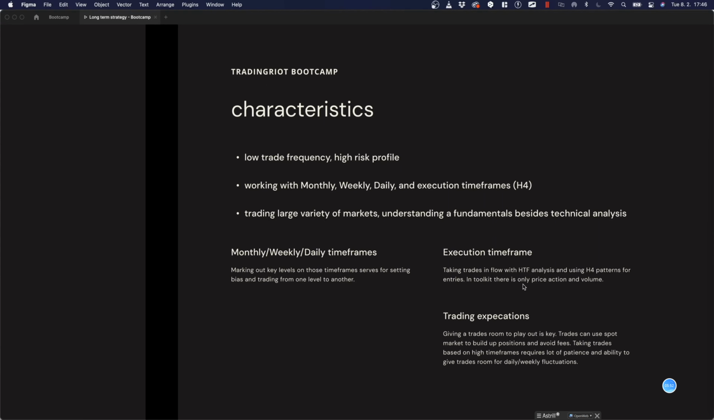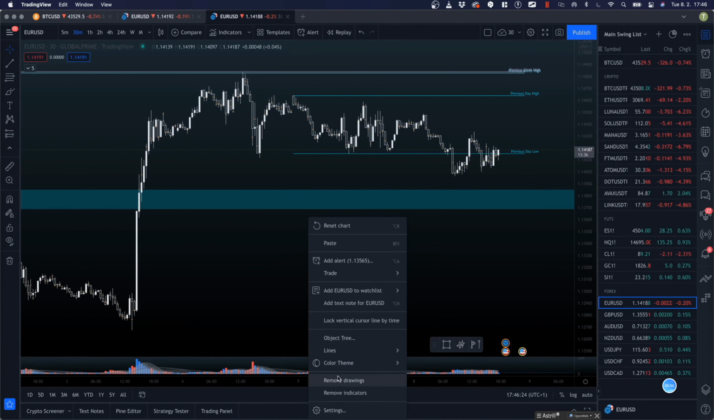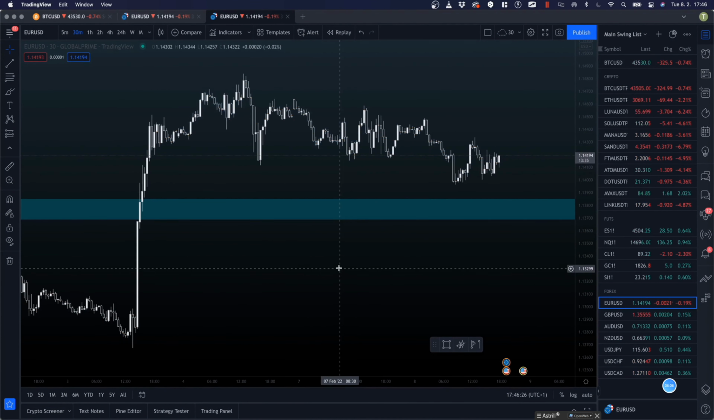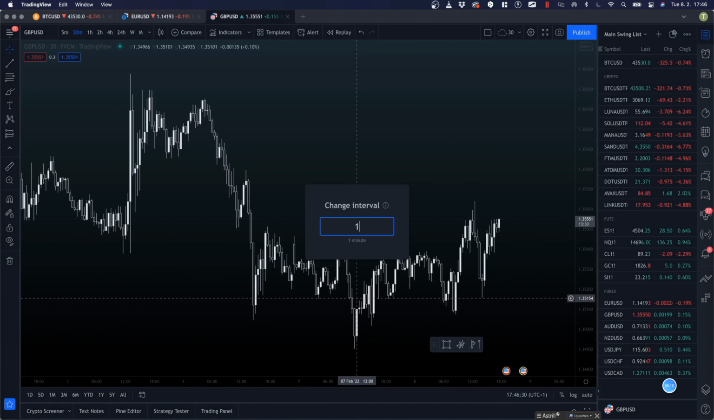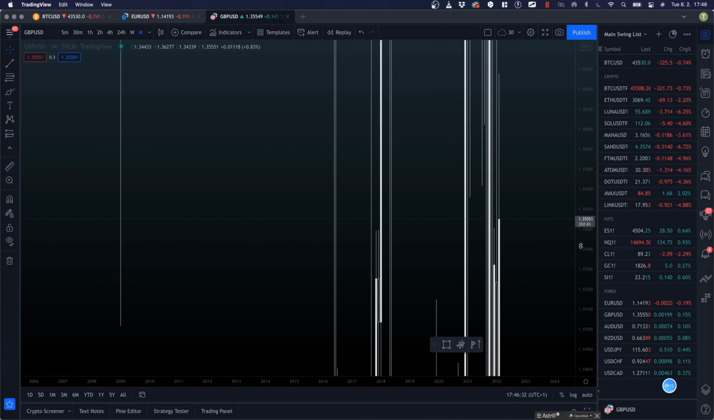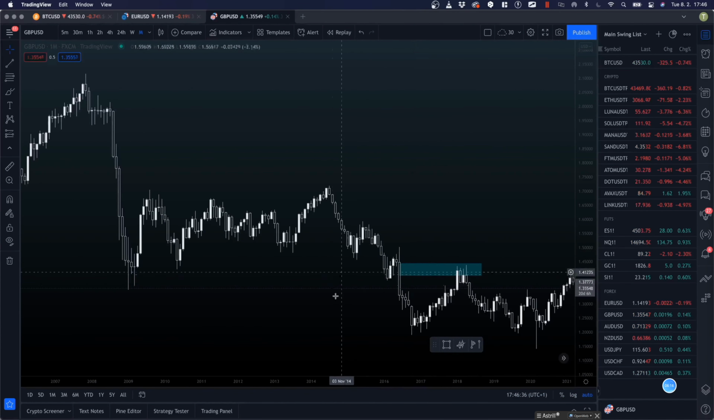Taking trades on higher time frames requires a lot of patience and the ability to give trades room for daily and weekly fluctuations. So let me show you this. Let me delete this first, and I'm going to take a look at GBP USD on a monthly chart. And this is a thing I wanted to talk about.